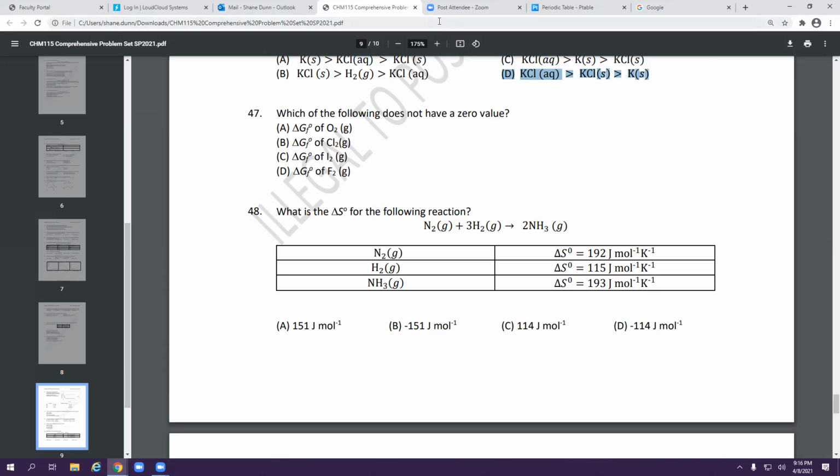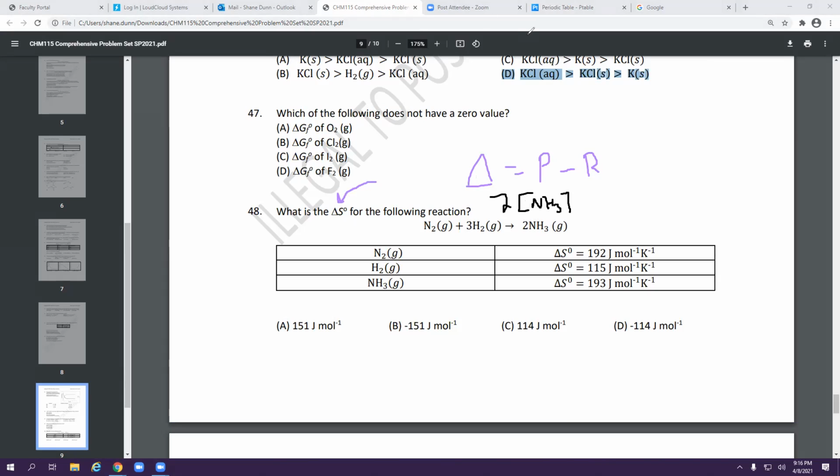So, 48. Delta S. Delta means products minus reactants. Product is the concentration of NH3.